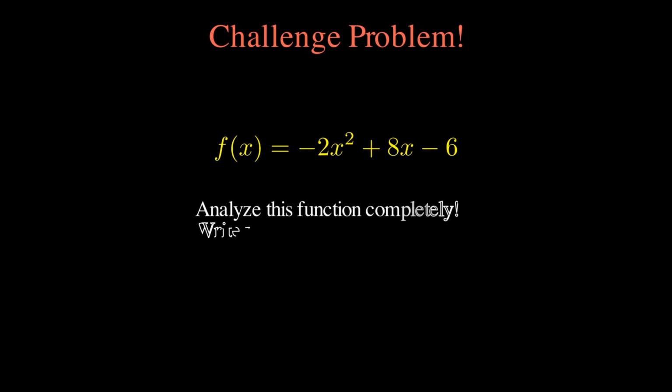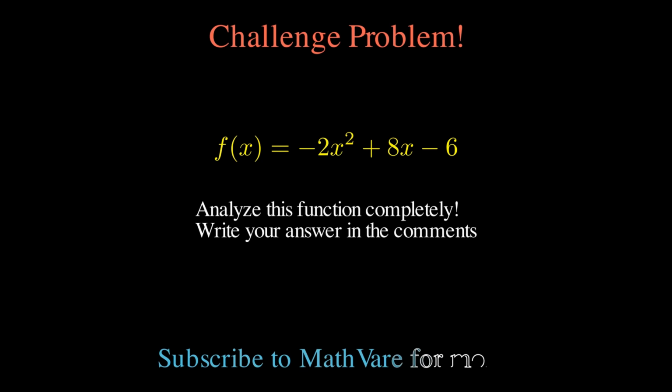Now, here's a challenge for you. Try analyzing this quadratic function on your own: f of x equals negative 2x squared plus 8x minus 6. Find the vertex, axis of symmetry, intercepts, direction of opening, and range. Write your answers in the comments below. I'd love to see your solutions.